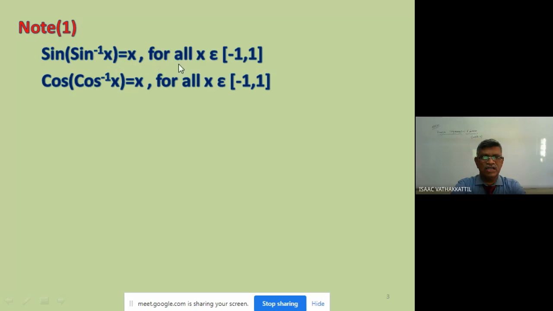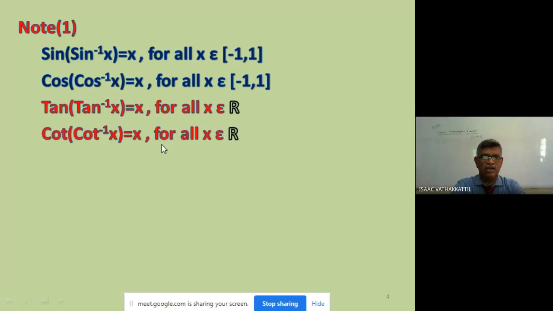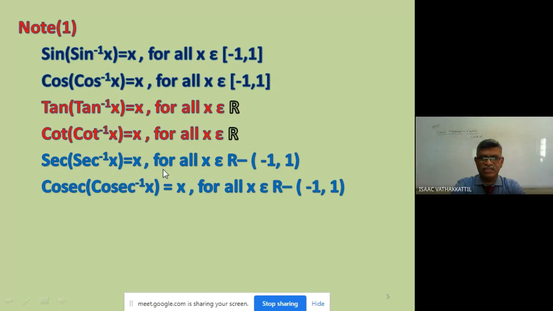Sine of sine inverse x equals x for all x in the closed interval -1, 1. Cos of cos inverse x equals x for all x in the closed interval -1, 1. Whereas tan of tan inverse x equals x for all x in R, cot of cot inverse x equals x for all x in R. What about sec of sec inverse x? It is x for all x in R minus (-1, 1). That means x can be either less than or equal to -1 or more than or equal to 1. Same for cosec of cosec inverse x.